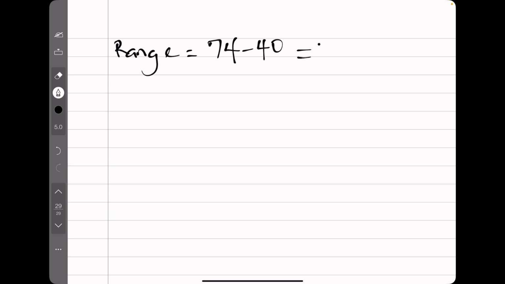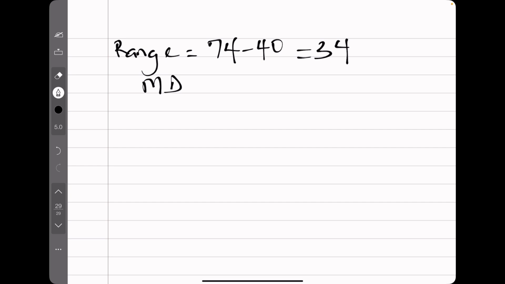Which will give you 34. That's the value of your range. So going to the next thing I'll be introducing to us this morning is the mean deviation. What do we understand by deviation? Deviation means moving away from the actual value, the actual thing. So when we're talking about mean deviation, that means we are deviating from the mean.